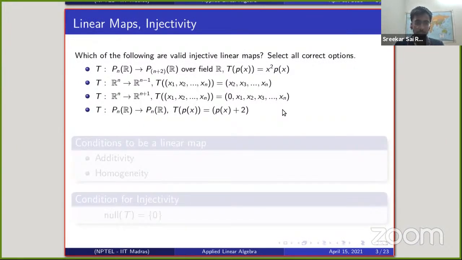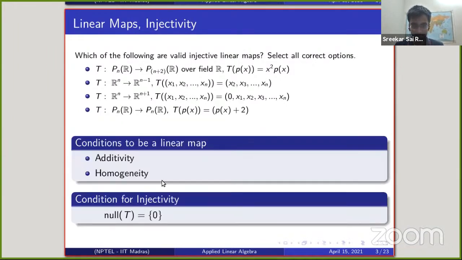Another very important topic that we covered in the lectures was injectivity, and before that we even covered what a linear map itself is. To review, a linear map is a function that goes from one vector space to another and satisfies certain properties, which are additivity and homogeneity. For a given linear map, the necessary and sufficient condition to check whether it is injective is that null T equals 0. If null T equals 0, it is injective, and vice versa.